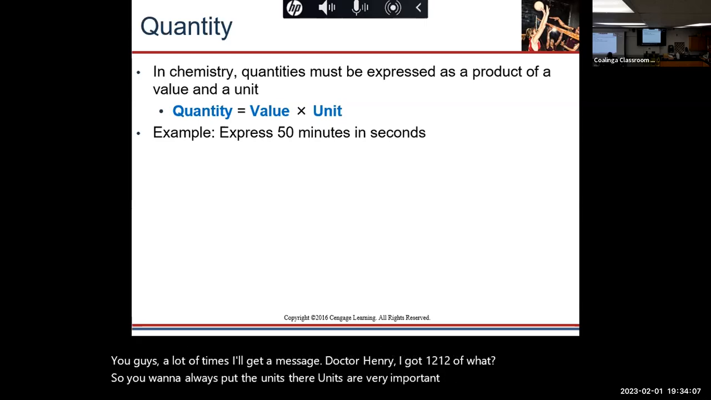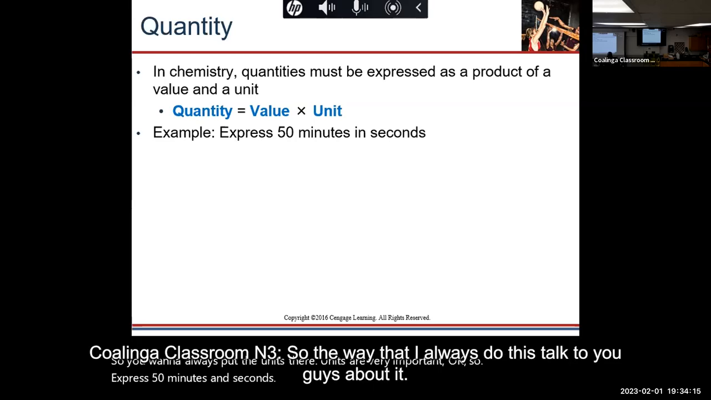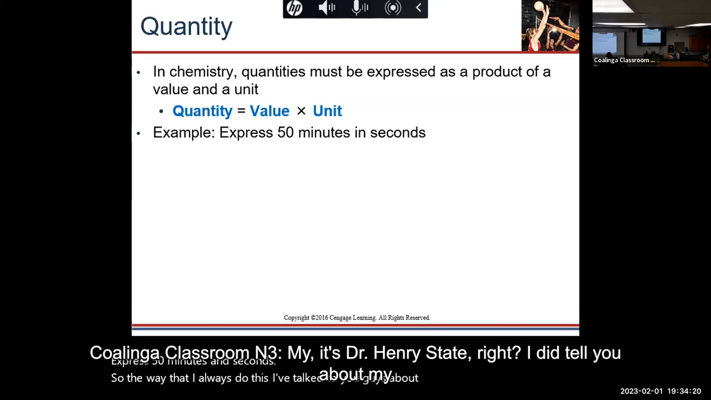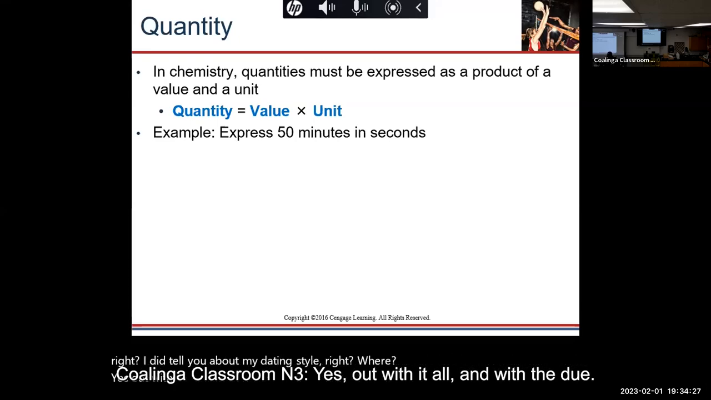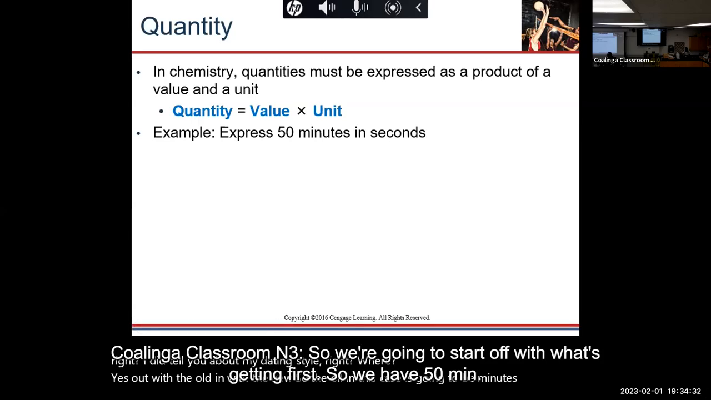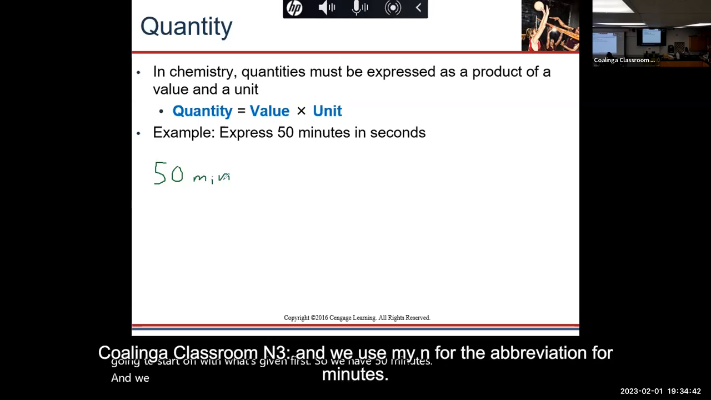So express 50 minutes in seconds. The way that I always do this, it's Dr. Henry's dating style: out with the old, in with the new. The old in this case is going to be minutes. So we're going to start off with what's given first. So we have 50 minutes, and we use MIN for the abbreviation for minutes.